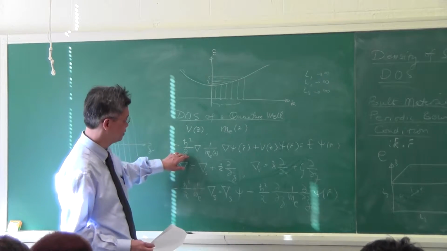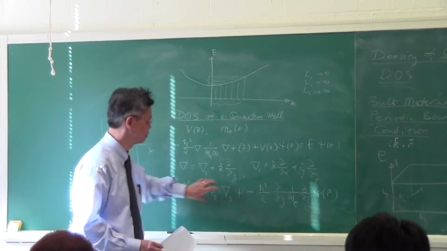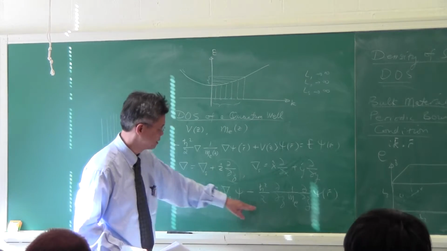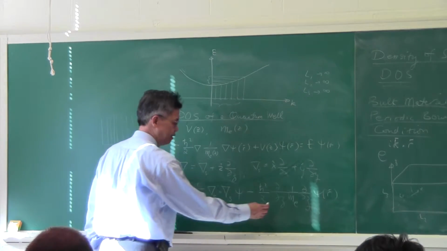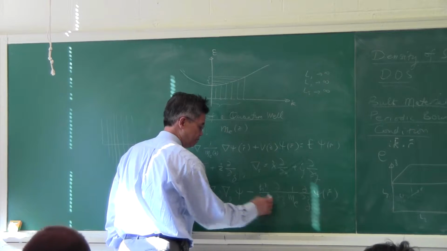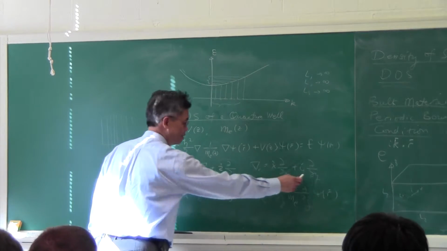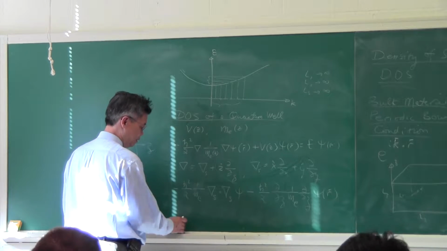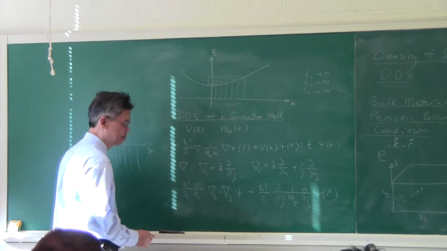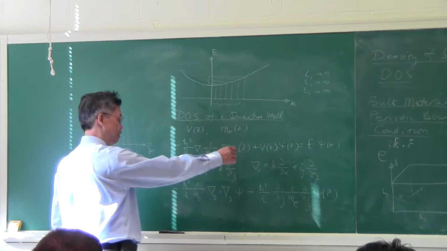So the Laplacian operator gets broken into two terms. One term involves the partial z operator, where you cannot commute the effective mass with the partial z. The other one is the partial x and partial y operator. You can commute the two and take the effective mass out. And then of course you're left with the last term.